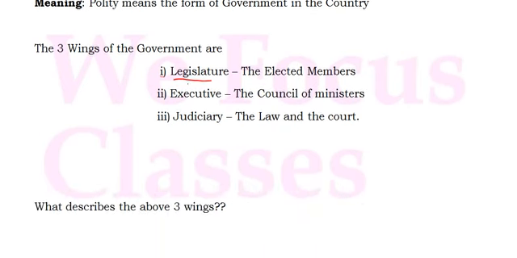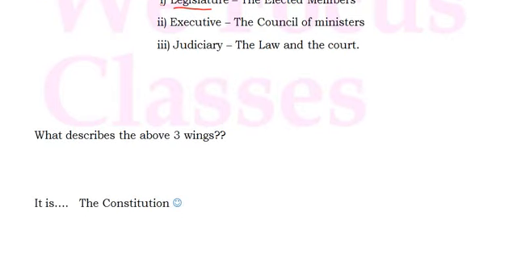So we know that for any government to function, it must have legislature, executive, and judiciary. Now, what is the thing that describes all these three? What describes the functions of all these? What are the functions of legislature? What are the functions of executive? What are the functions of judiciary? In order to know all these things, we need to know what describes the above three wings. The thing which describes the above three is the constitution.